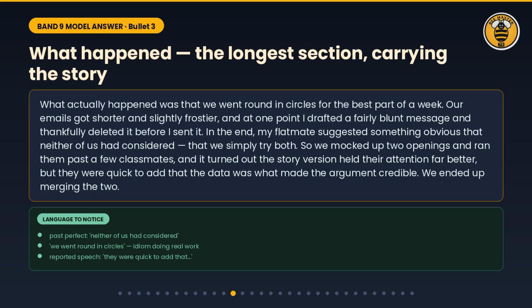What actually happened was that we went round in circles for the best part of a week. Our emails got shorter and slightly frostier, and at one point I drafted a fairly blunt message and thankfully deleted it before I sent it. In the end, my flatmate suggested something obvious that neither of us had considered, that we simply try both. So we mocked up 2 openings and ran them past a few classmates, and it turned out the story version held their attention far better, though they were quick to add that the data was what made the argument credible. We ended up merging the two.